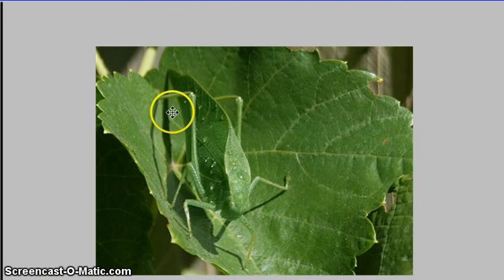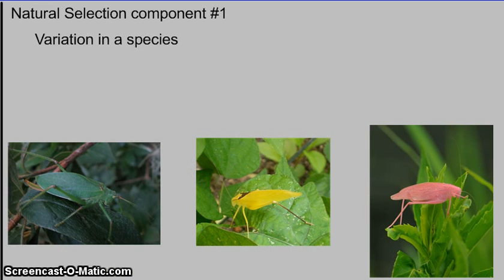So here is a katydid, a normal katydid standing on, in this case, a grape leaf. And you will see that its body is particularly well designed to provide camouflage and hide it from predators. So we will use this as an example of natural selection. If you remember, the first component of natural selection is that there has to be variation in a species. Variation refers to different varieties.